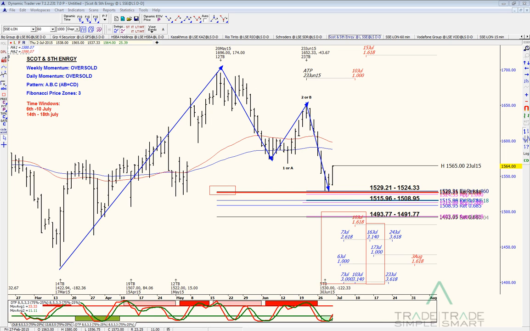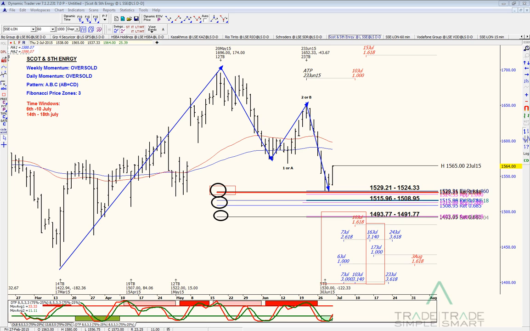We have 3 separate Fibonacci cluster zones. Our first zone at 15.29.21 to 15.24.33, second 15.15.96 at 15.08.95, and our third and final zone at 14.93.77 at 14.91.77. We've also applied our Fibonacci ratios to the time axis of the market, and we've measured some low to lows and some low to highs and some time cycle ratios.